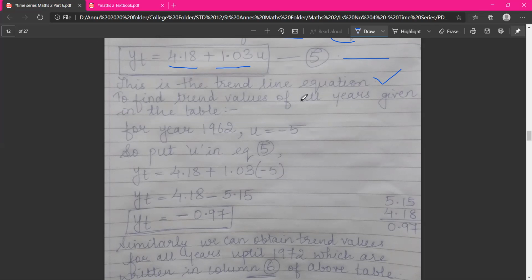Now we are finding the trend values for all the years which were given in the table. If you remember class, I showed you all above, we made 5 extra columns. Out of that, 4 we filled. The fifth column, the last column, is the trend values. So we have to find the trend values for all the years. Now how do we do that? Remember class, for the very first year 1962, what was the value of u? -5. So you have to substitute the value of u for each year and get the trend value.